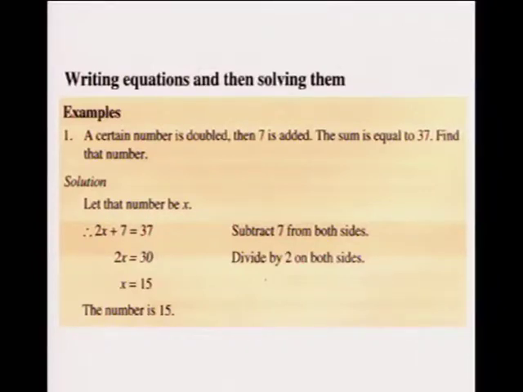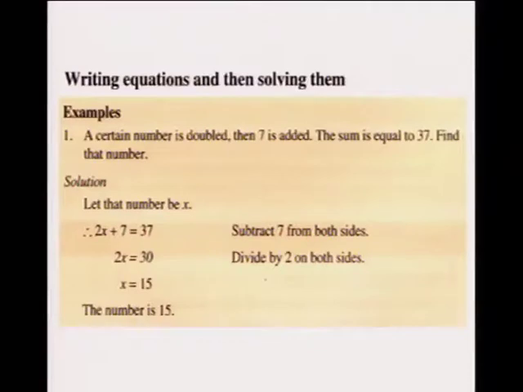So mathematics is shorter. So 2x is equal to 30. We divide by 2 on both sides. So 1x is equal to 15. The number that we needed is 15.